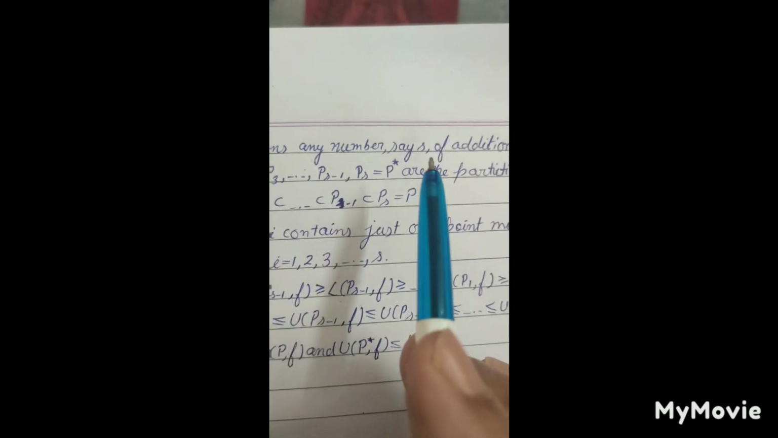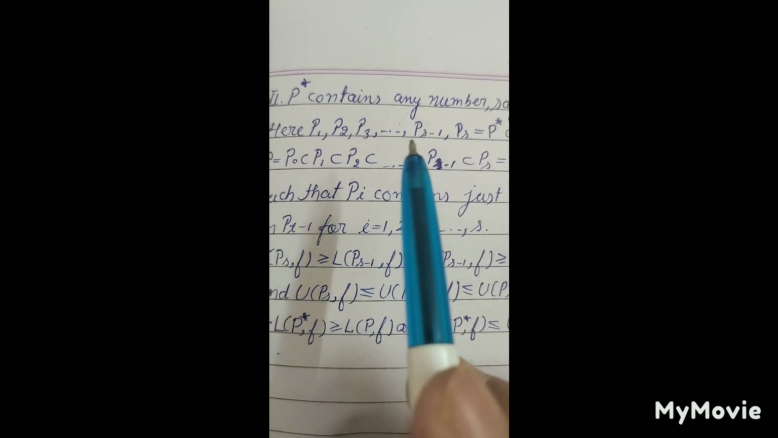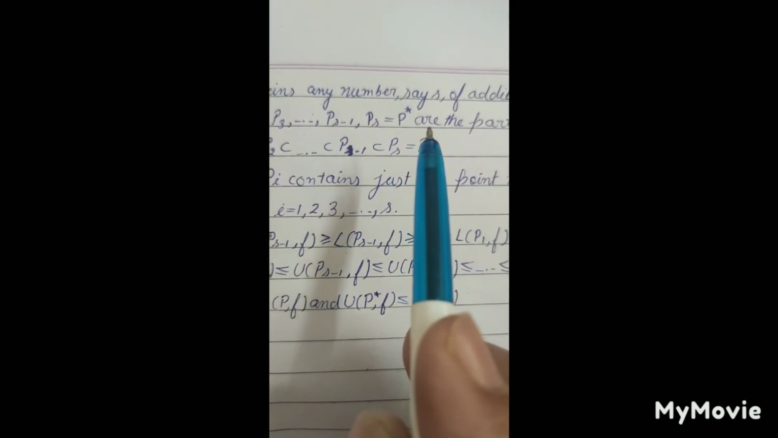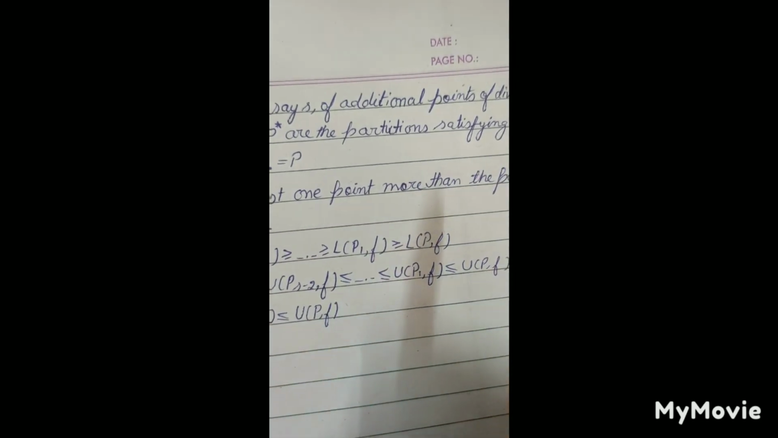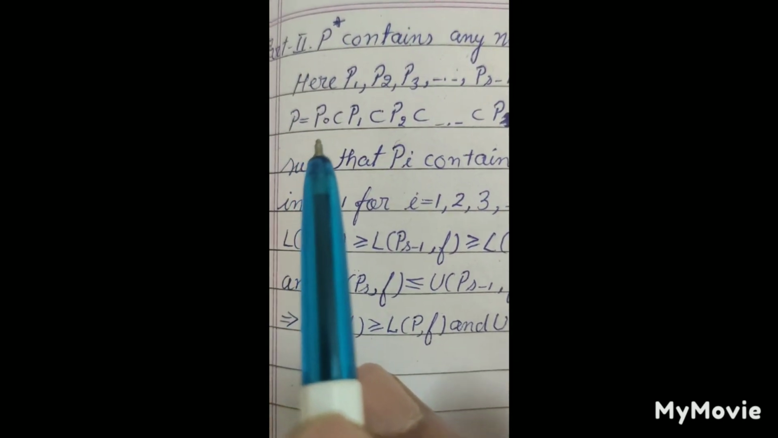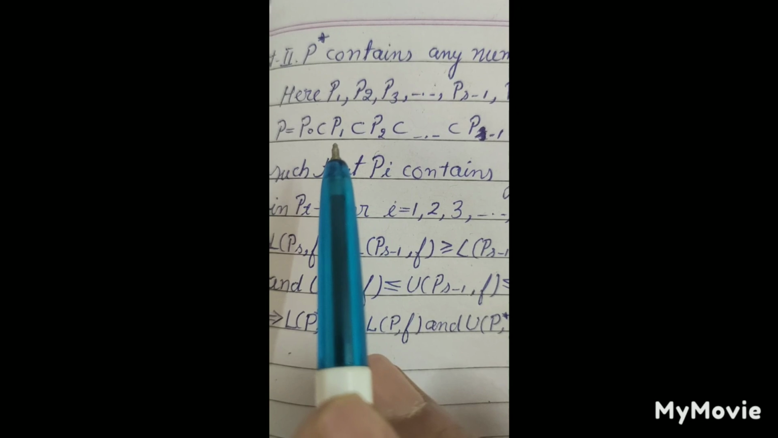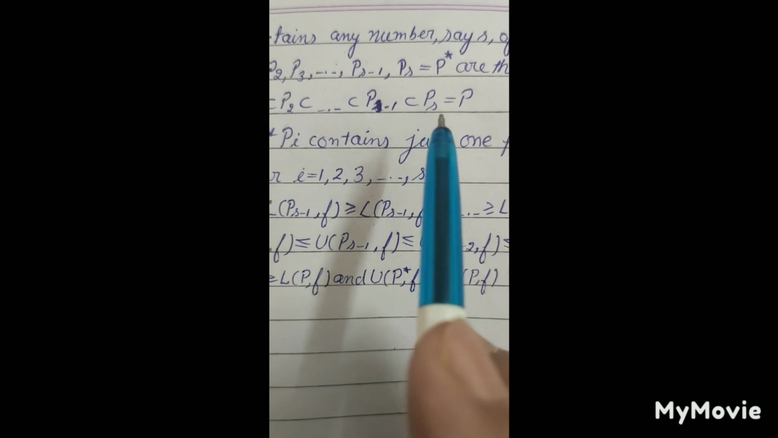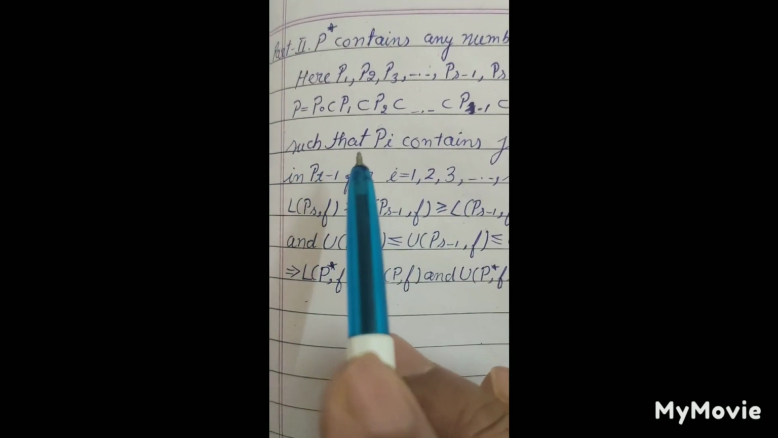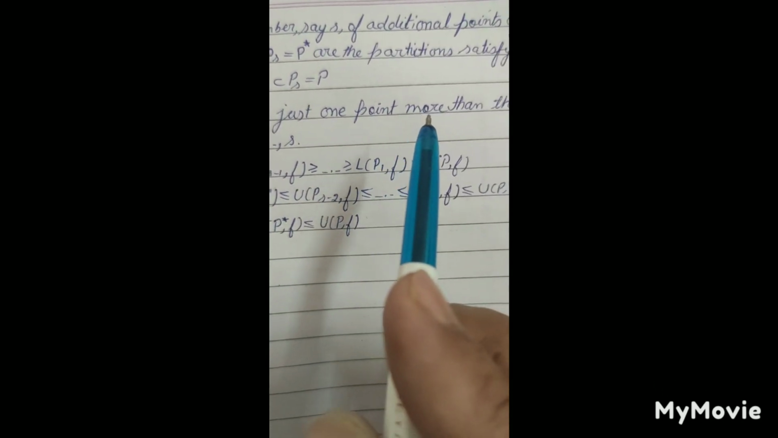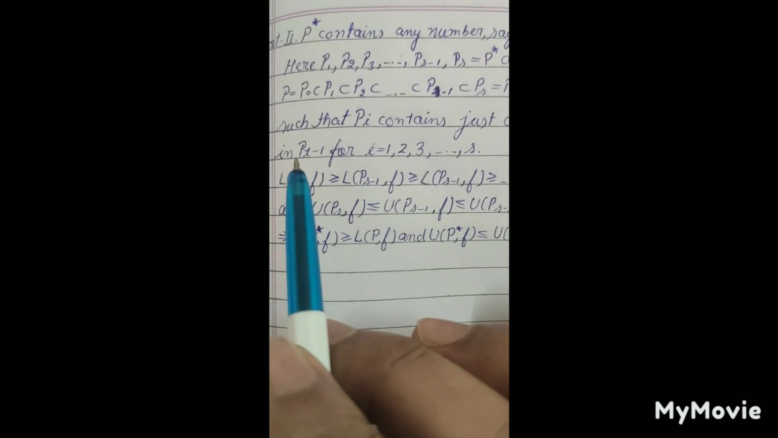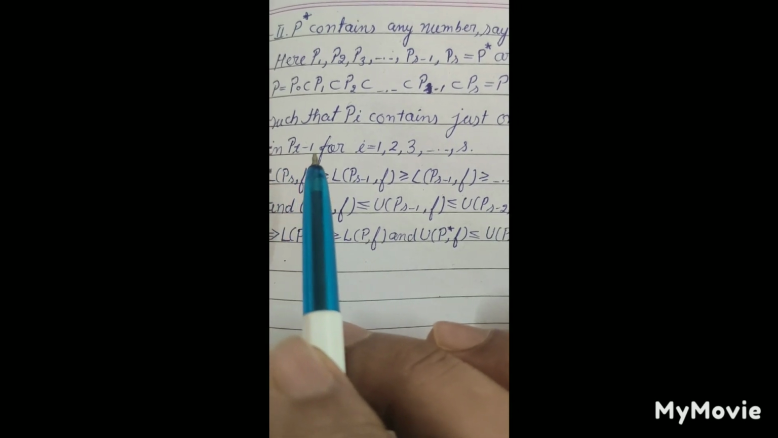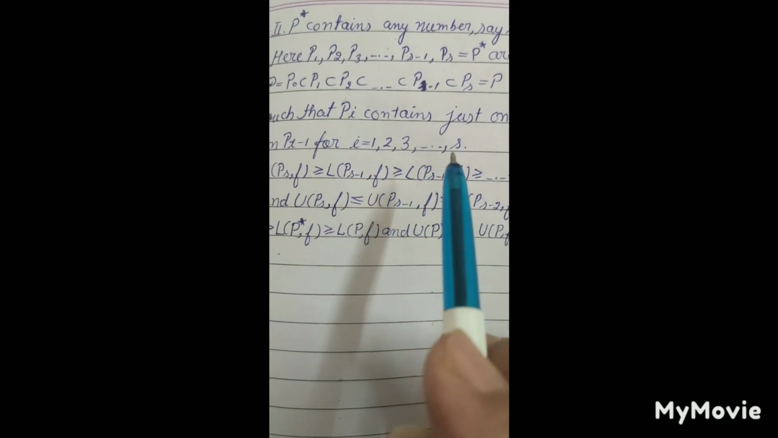Part 2: P* contains a number S of additional points of division. Here P1, P2, and so on, P(S-1), PS equal to P*, are partitions satisfying P equal to P0 is a subset of P1 is a subset of P2, and so on, is a subset of P(S-1) is a subset of PS, such that Pi contains just one point more than the points in partition P(i-1), for i = 1, 2, and so on, S.